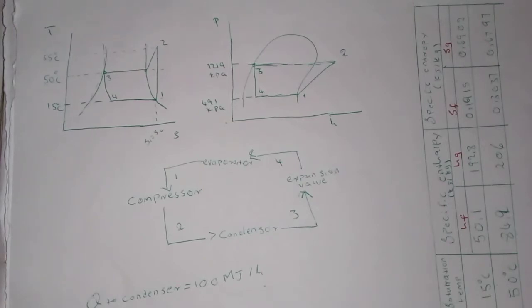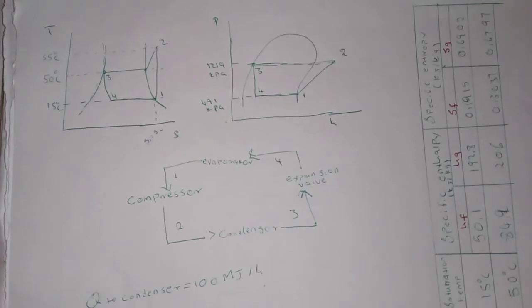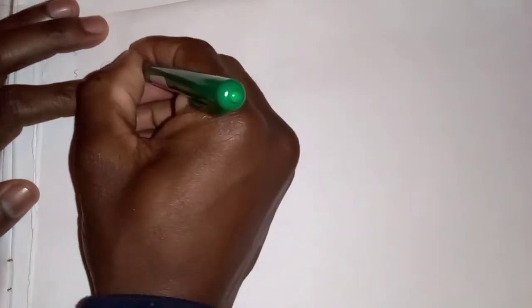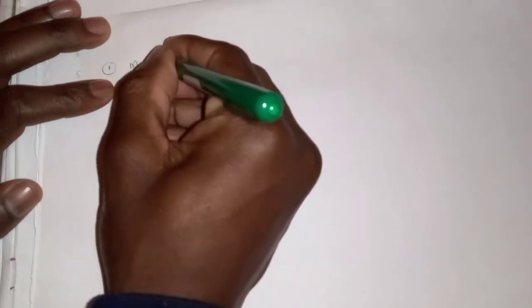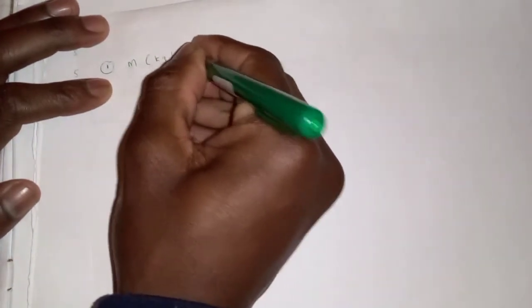Question number 1, calculate the mass flow of Freon 12 in kilograms per hour. Assume no energy is lost. So we go to question number 1. They are looking for what? For the mass flow of Freon 12 in kgs per hour.